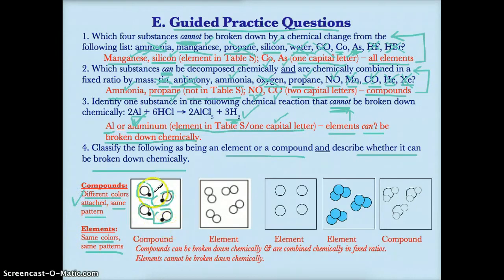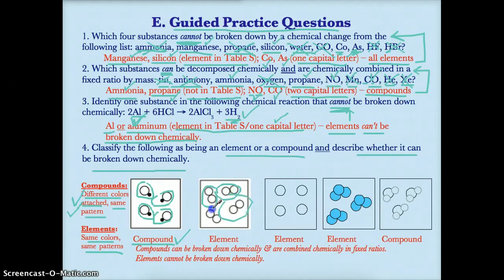How we can verify that is, are there the same patterns in each of these four units I circled? Yes, because each unit has one black, one white. Therefore, this first substance is a compound. The second substance, let's see what it is. Let's circle each unit and analyze each one.